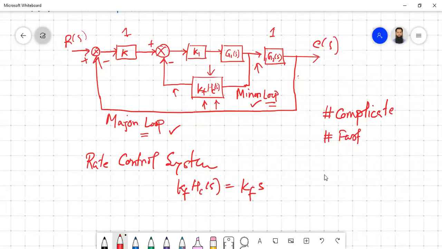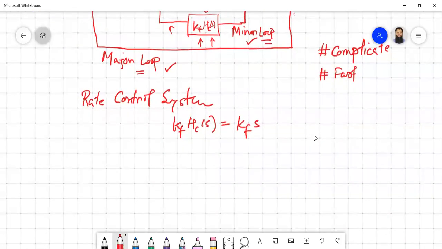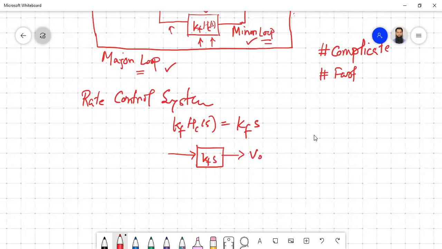So basically, for the rate control system, the HC(s) can be replaced by s, and for a tachometer, or for the rate control system, the angular velocity can be detected. The output voltage will be proportional to the angular velocity in the case of the tachometer. So basically KF s, then you have your output voltage, and the input was actually position theta. If theta is differentiated, then you're getting velocity. Then from the velocity, with the transducer, we are getting the output voltage.